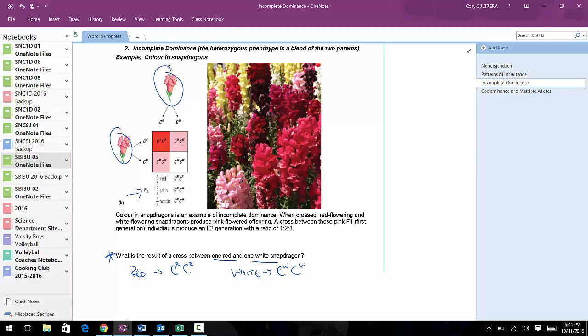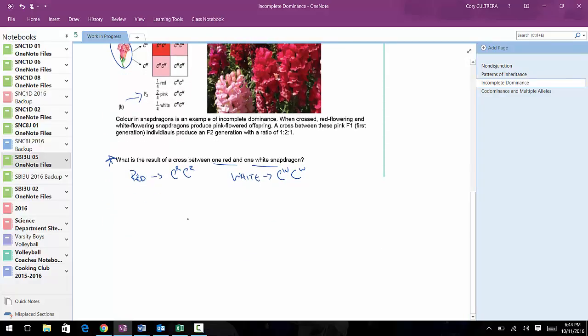So let's see what happens when we cross these two together. So you're going to set up the same way like you would before. One CR will go here, the other will go here, CW here, CW here. And now we're going to do a simple cross, and you'll see once we do this, we end up getting the same thing in all four squares.